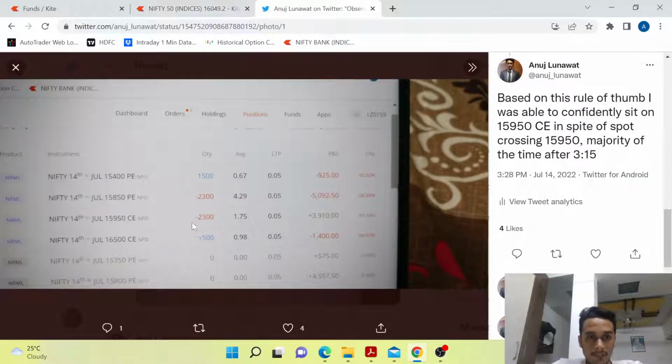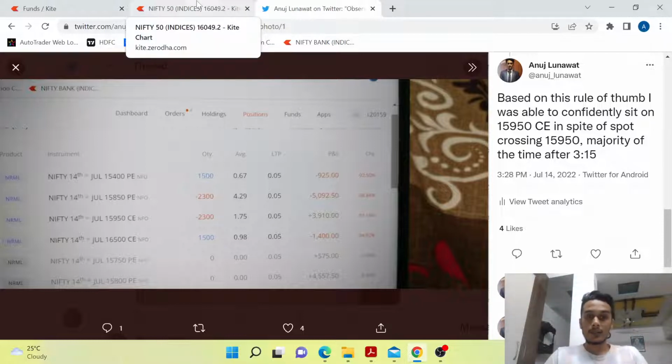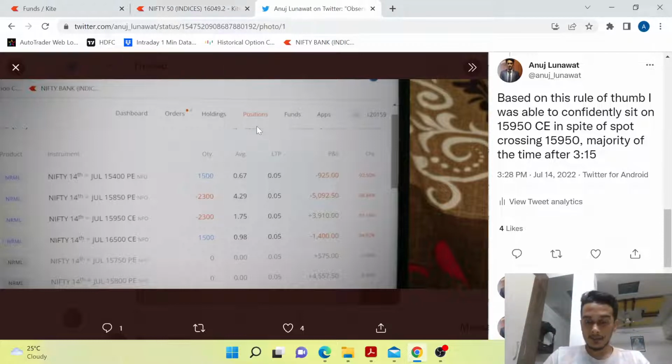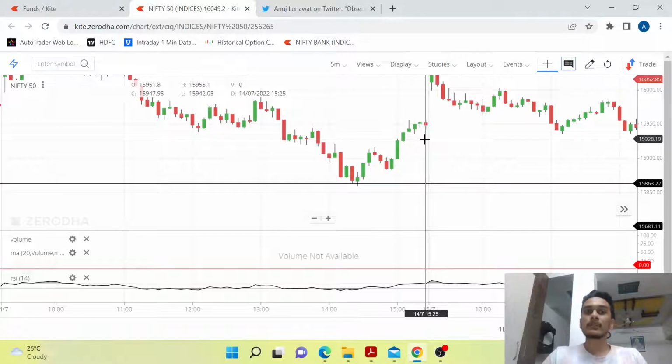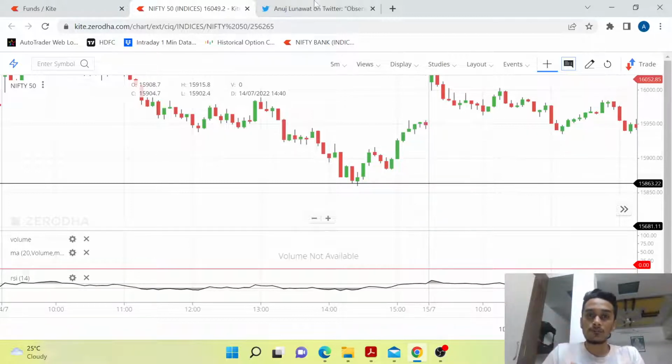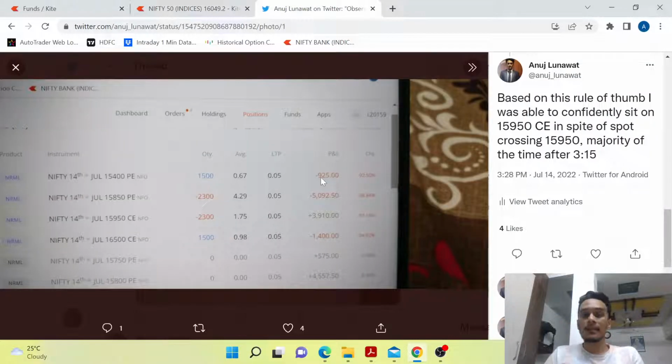So here, if we see 15,950, I would like to tell you all how I got the conviction to hold this 15,950 call, and it already has 2,300 quantity. Even if we close 5 points above, like at 15,955, 5 points for Nifty is not a big deal. Even if we had closed 5 points above, I would have lost some 10-12,000.